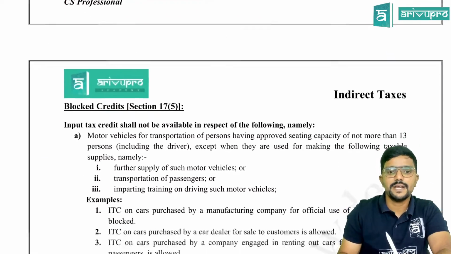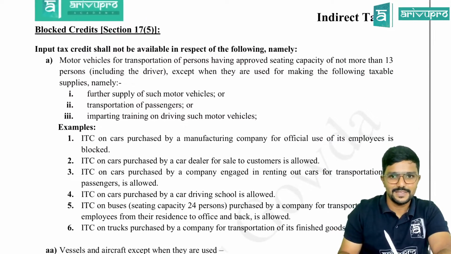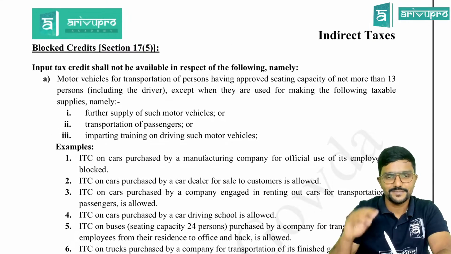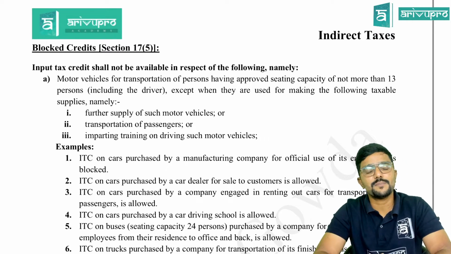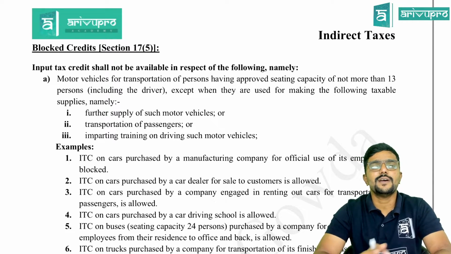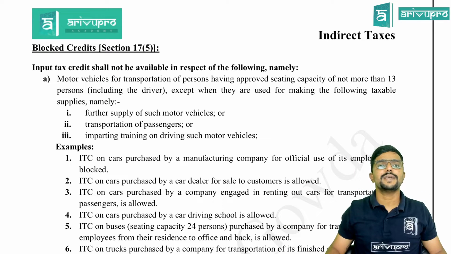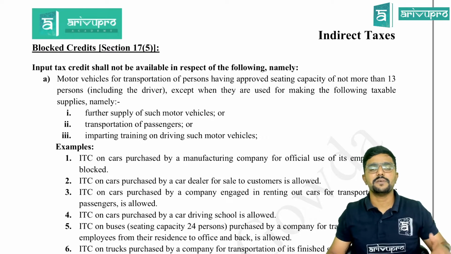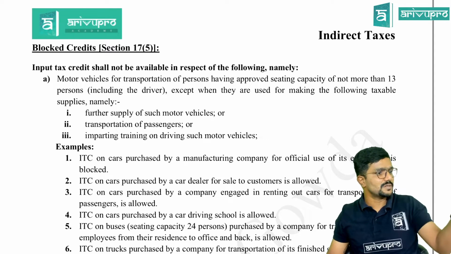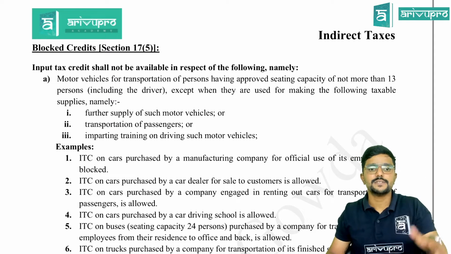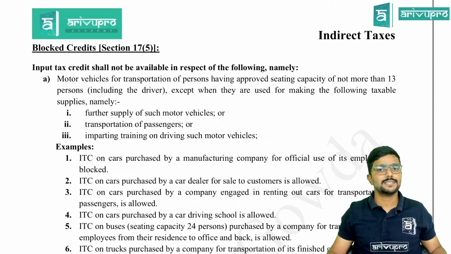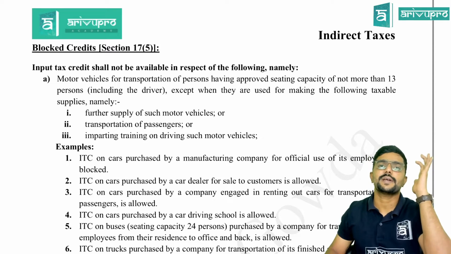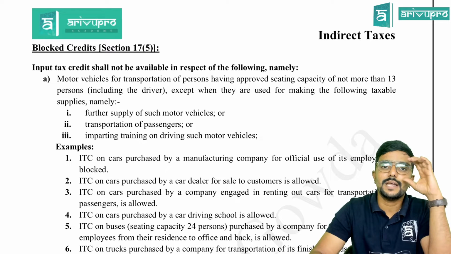Now, 17.5. This is the challenging thing. Subsection 17.5 tells, in the following cases, credit is not available. We call it blocked credits. Okay, so here some list is given. If there is any inward supply which is covered under section 17.5 on which input tax is paid, sorry, you cannot claim credit on it.